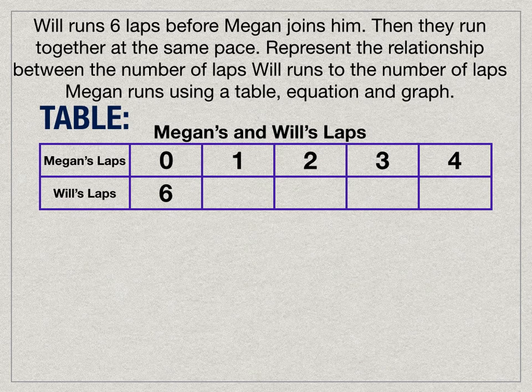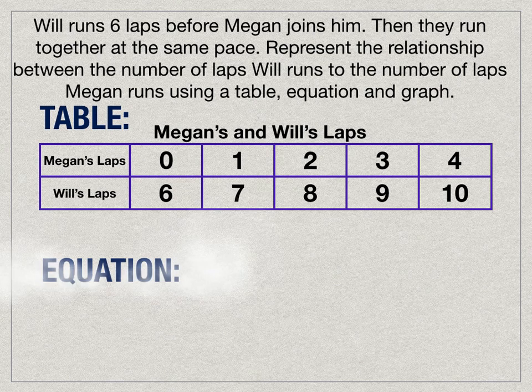So once Megan's run 1 lap, that's actually Will's 7th lap. When she runs 2 laps, that would be Will's 8th lap. 3 laps for Megan would be 9 laps for Will. And finally, Megan's 4th lap would be Will's 10th lap because he's run 6 more laps than she has.